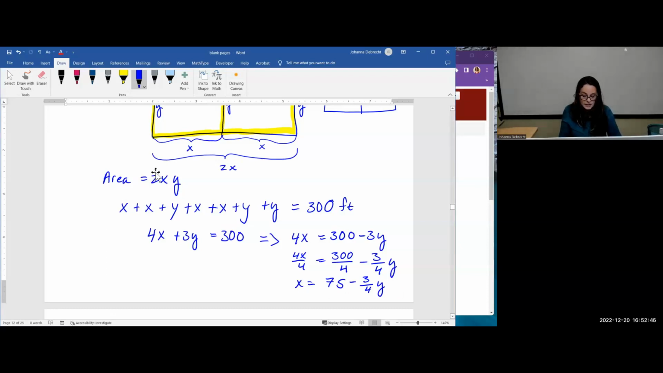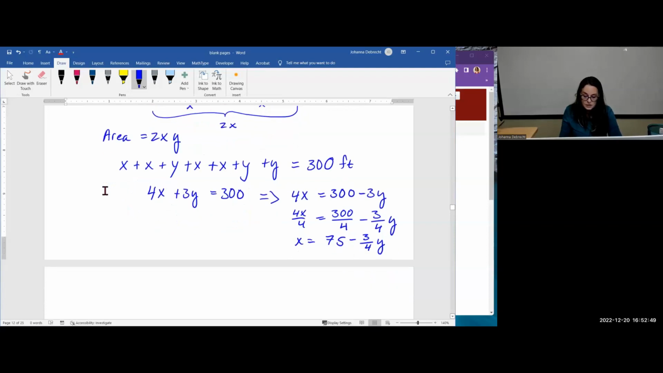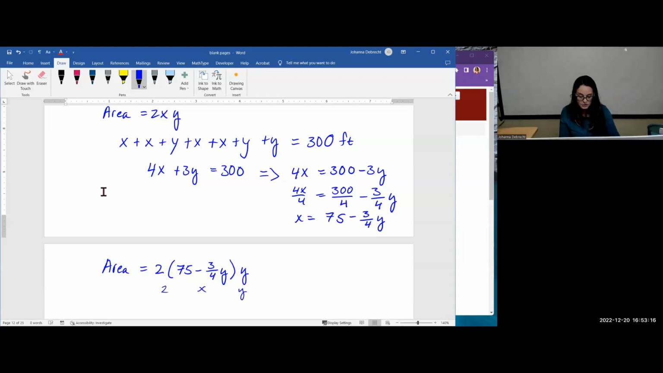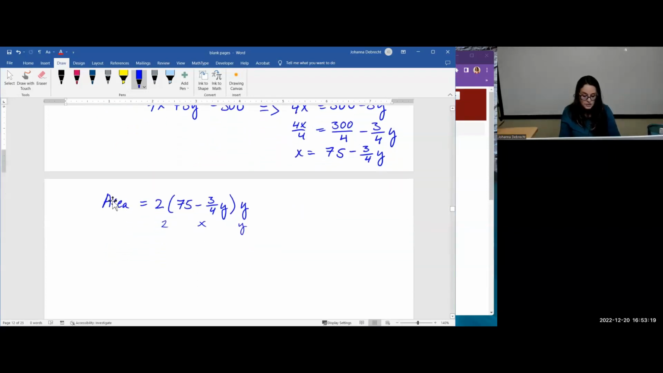But I could take this and I could substitute it in up here. So now going on to the next page, yeah, these are 2-pagers. I know that the area, which is the thing I'm trying to make as big as possible, maximize it, is going to be 2 times this expression, because it's replacing the x, 75 minus 3 over 4y. Oh, times another y, right? Because this is my 2xy. Yeah, that works. Okay. So this is my area function.